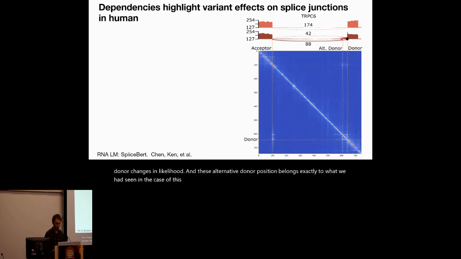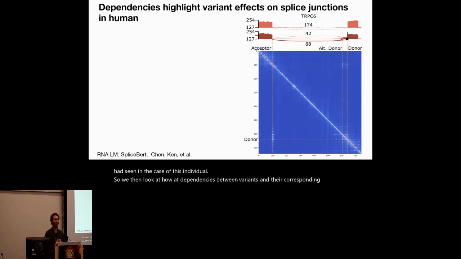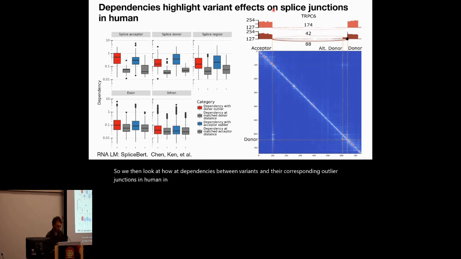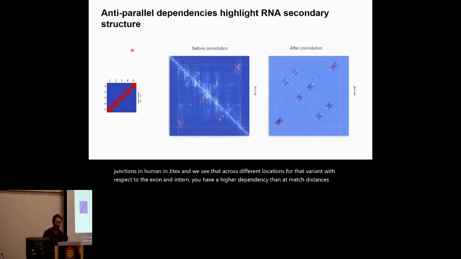So we then look at the dependencies between variants and their corresponding outlier junctions in human, in GTEx. And we see that across different locations for that variant with respect to the exon and intron, you have a higher dependency than at matched distances. So as you had seen before, we also see some anti-parallel dependencies, as in the case of the tRNA. And the good thing about these maps is that you can treat them as an image and use image processing tools to search for specific patterns.